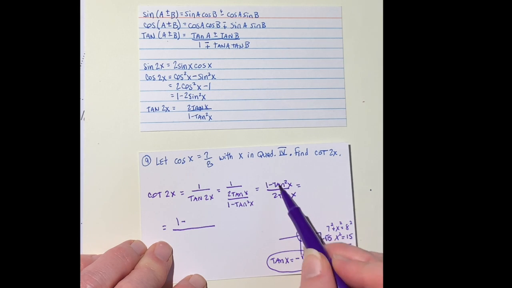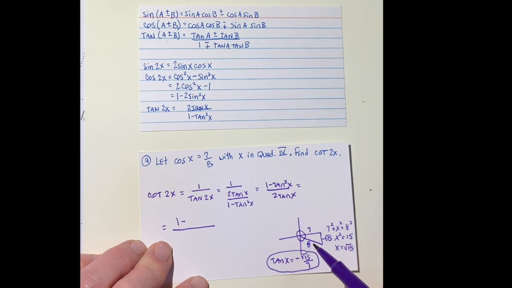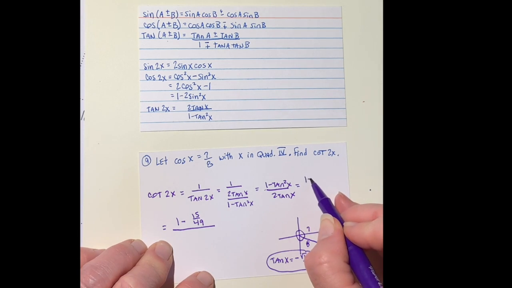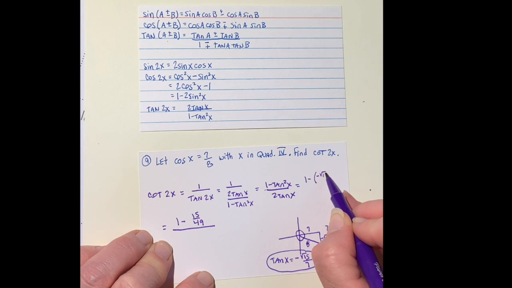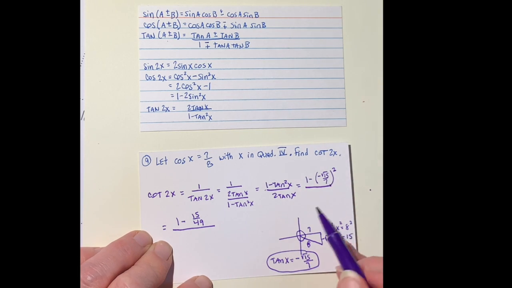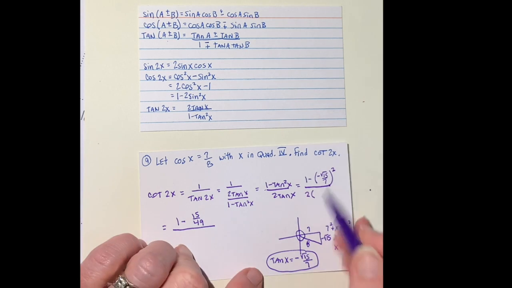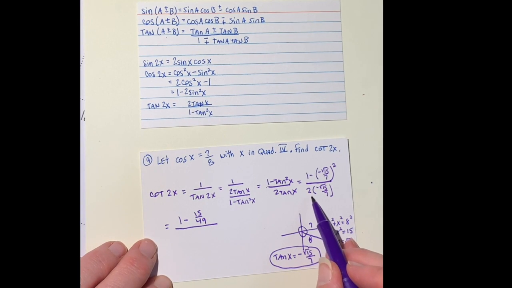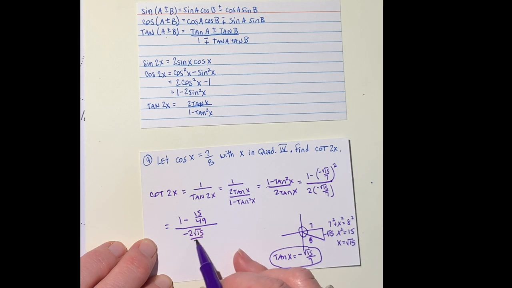So I'm going to take the tangent of x and square it. When you square that, it's going to be positive for one thing. So it's going to be 1 subtract, but then the tangent of x squared is going to be positive 15 over 49. When you square the square root of 15, you get positive 15. Let me just write out what I did here, in case there's any question on that. So this was this, and when I squared that, that became positive 15 over 49. On the bottom, I'm going to have 2 times the tangent of x, which is negative square root of 15 over 7. So that's going to become negative 2 square root of 15 over 7.